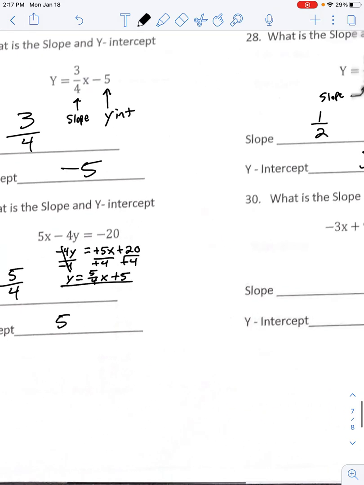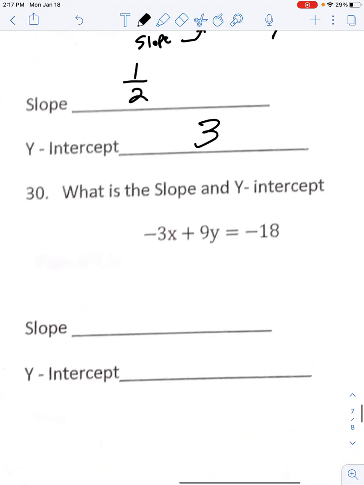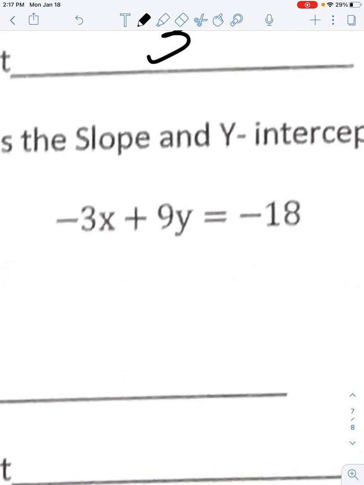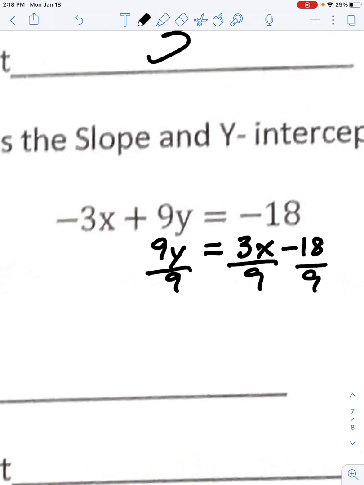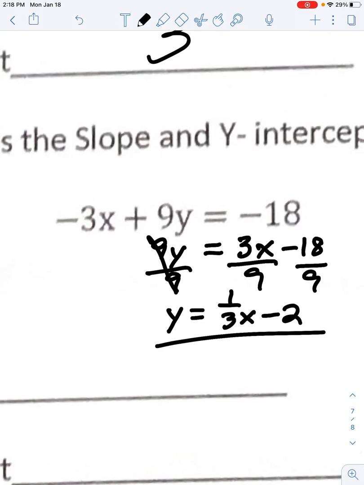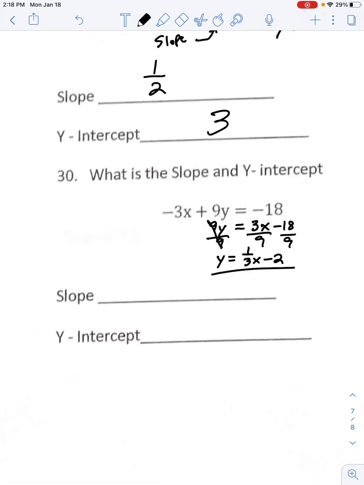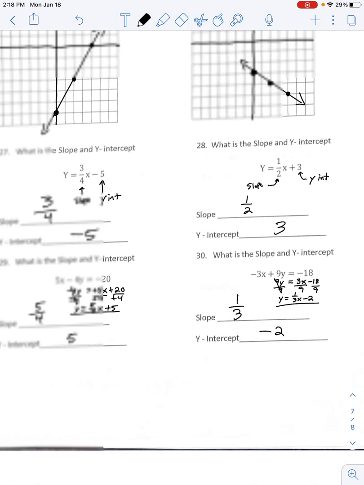All right, last one on the study guide. Same thing, we need to take this standard form equation and change it into y equals mx plus b. So step 1, take the x, move it to the other side, and change the sign. Step 2, drop the y down, drop the number down. Step 3, divide all the way across. So you get y equals 3 over 9 is 1/3 x, and then negative 2. So last one, what's the slope? 1/3. What's the y-intercept? Negative 2.